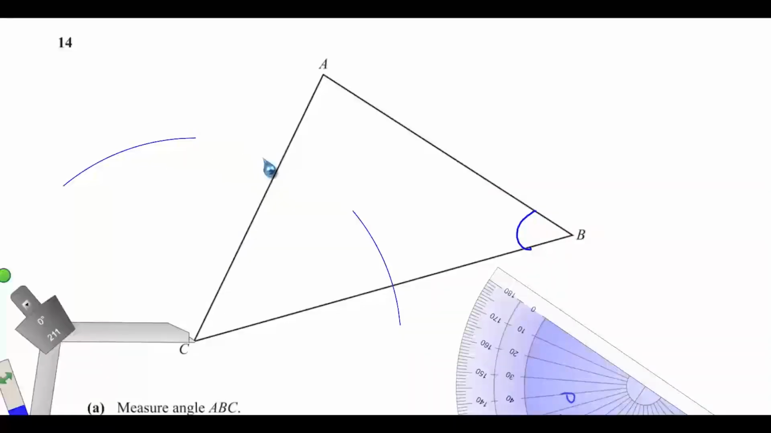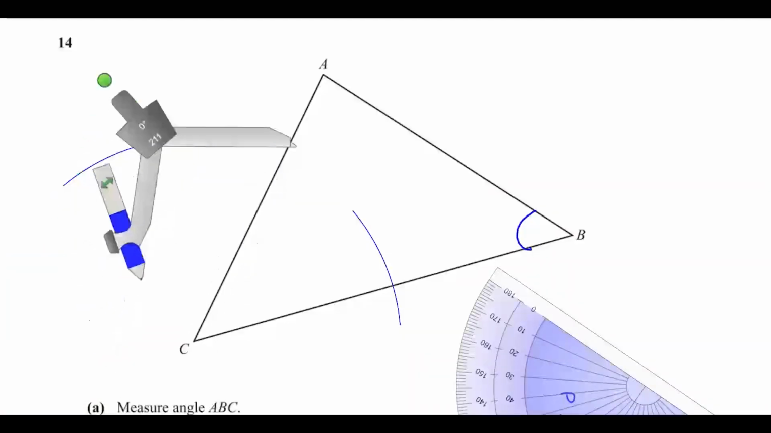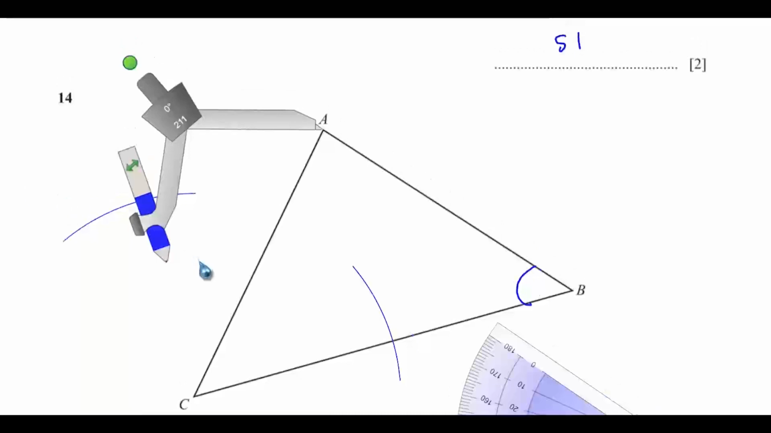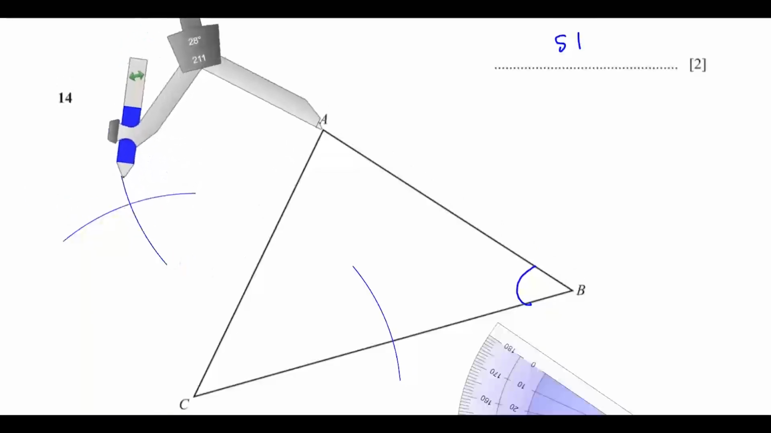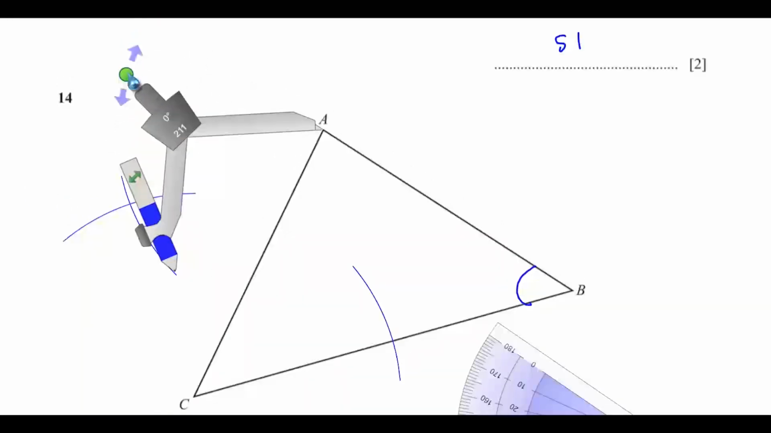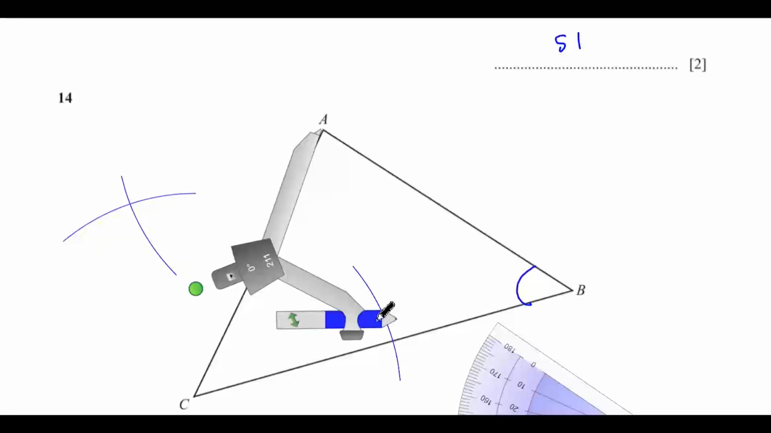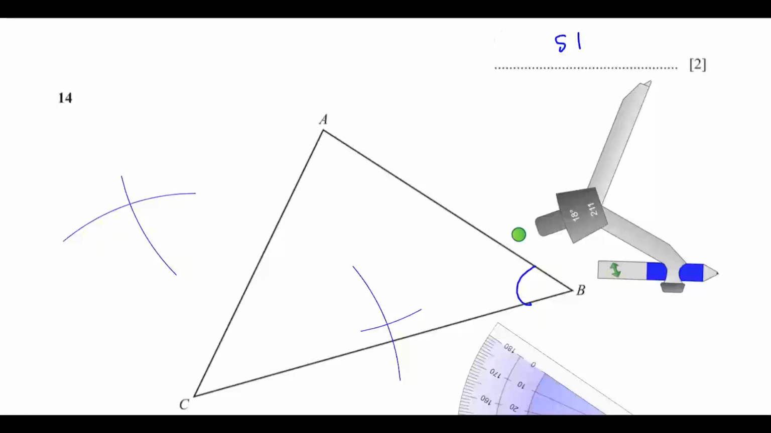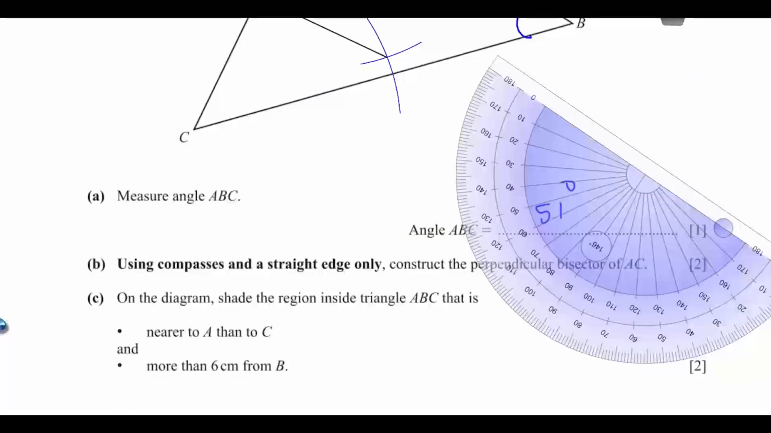Then let's flip this with the same radius, center at point A. Good. So let's intersect the arcs. So this, and this. Then we'll bring this one here. So we draw this. Now let's connect them together by using a line from here to this one. So this is the perpendicular bisector of AC. Let's go to the next question.